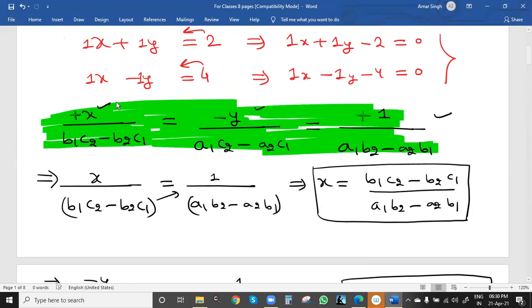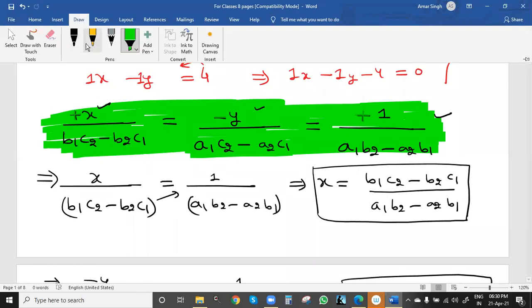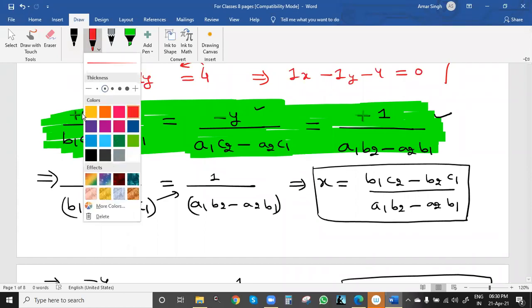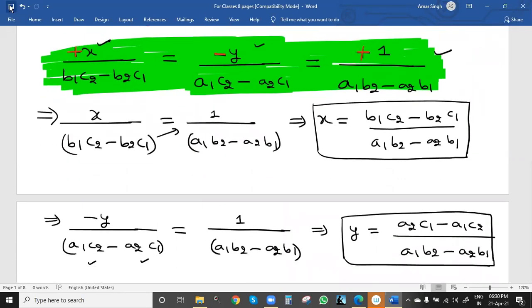Because see, in this formula we have very little to remember actually. x by b1 c2 minus b2 c1 equal to minus y by a1 c2 minus a2 c1, and plus at the end 1 by a1 b2 minus a2 b1. So x by b1 c2 minus b2 c1, y by a1 c2 minus a2 c1, 1 by a1 b2 minus a2 b1.